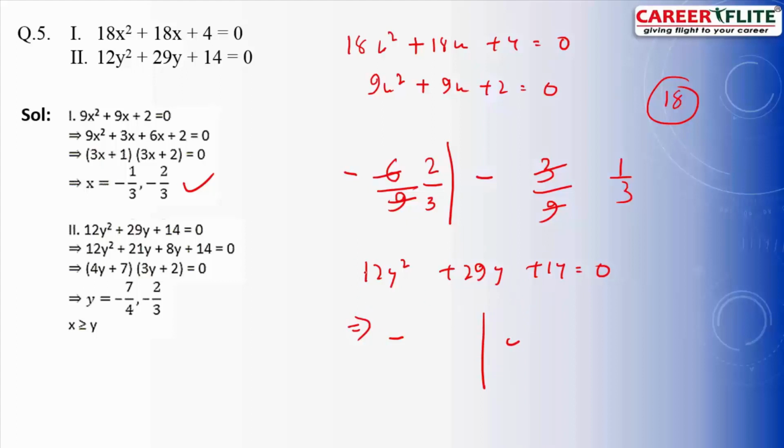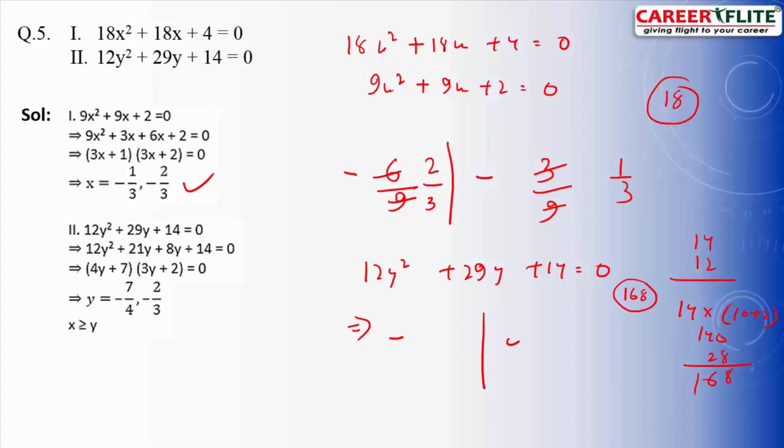Now for finding the roots, we must multiply 14 into 12. First multiply 14 into 12. So how can we multiply? Either multiply in this way, or 14 into 10 plus 2. What will be 14 into 10 plus 2? It will be 140 plus 28, that is 168. So we get a value of 168.